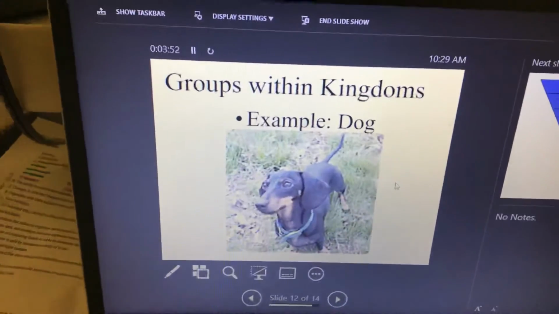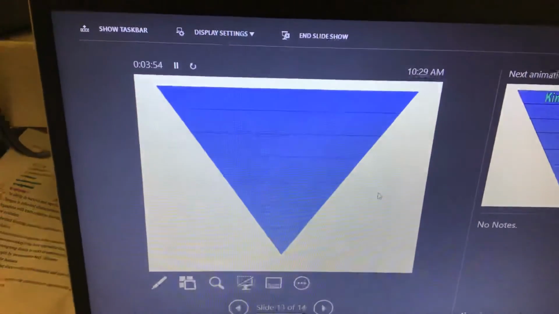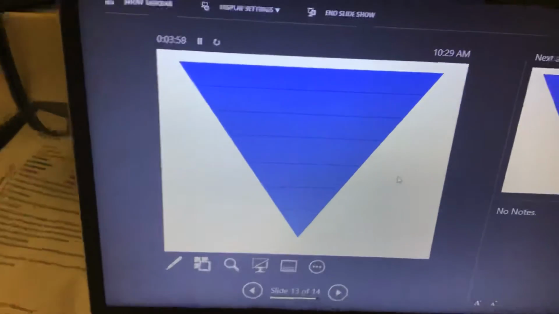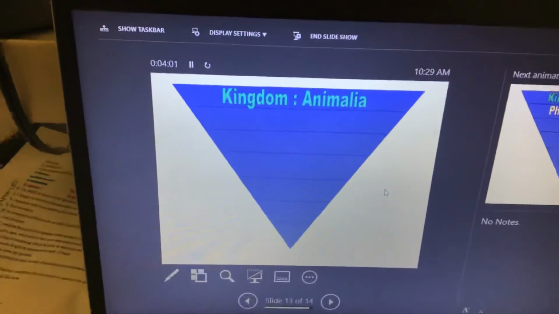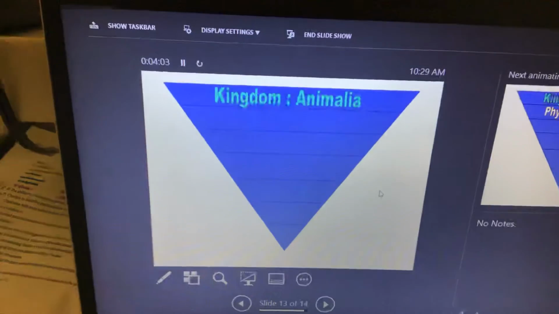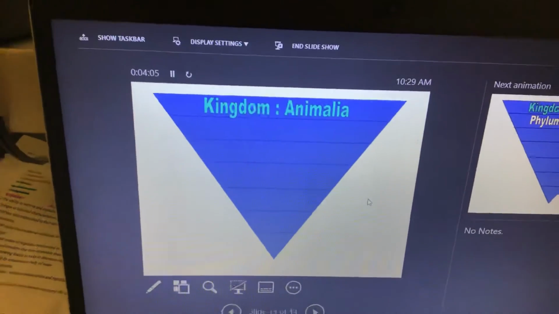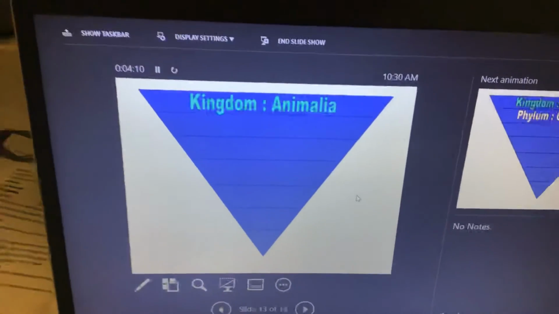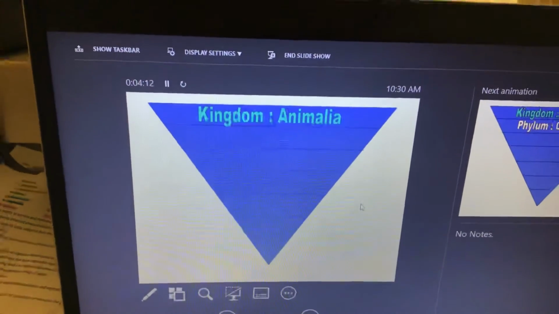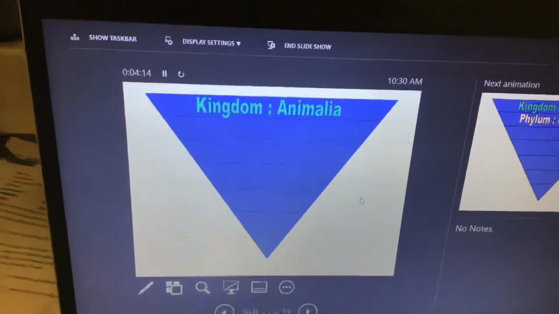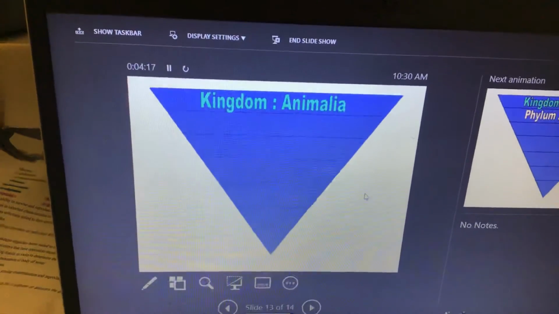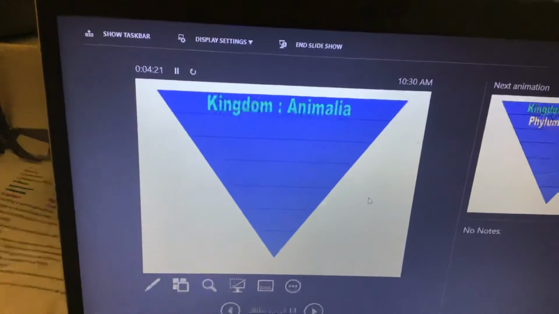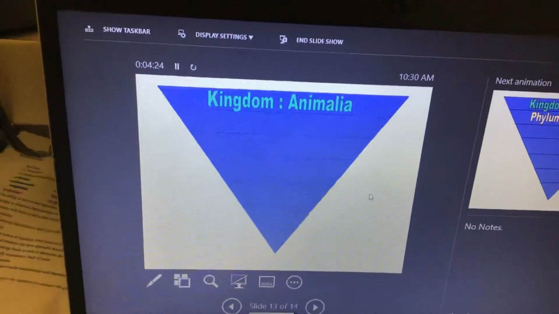Now, groups within kingdoms. We're going to use the dog as an example here. Our dog, kingdom, Animalia. Makes sense, right? Most of you did this last year, where you knew all these: kingdom, phylum, class, order, family, genus, species. If you know that, great. If you don't and you want to write this down, that's great too. So kingdom, Animalia. Makes sense. It's not a plant, a fungi, a protist, or bacteria.